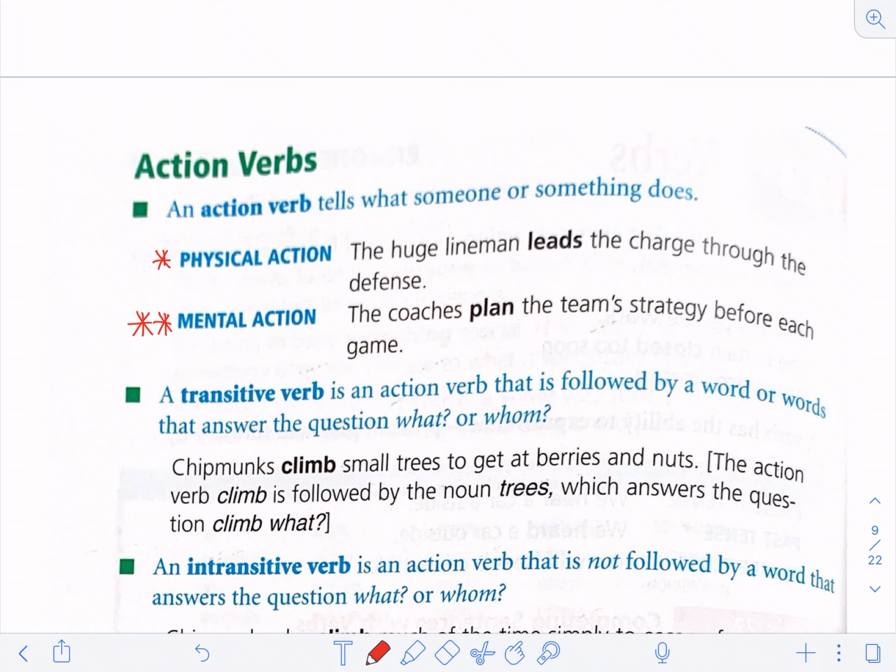The huge lineman leads the charge through his defense. He is physically leading it. We have lineman as our subject. And secondly, the coaches plan the team's strategy before each game. Plan is a mental action, and coaches is our subject.